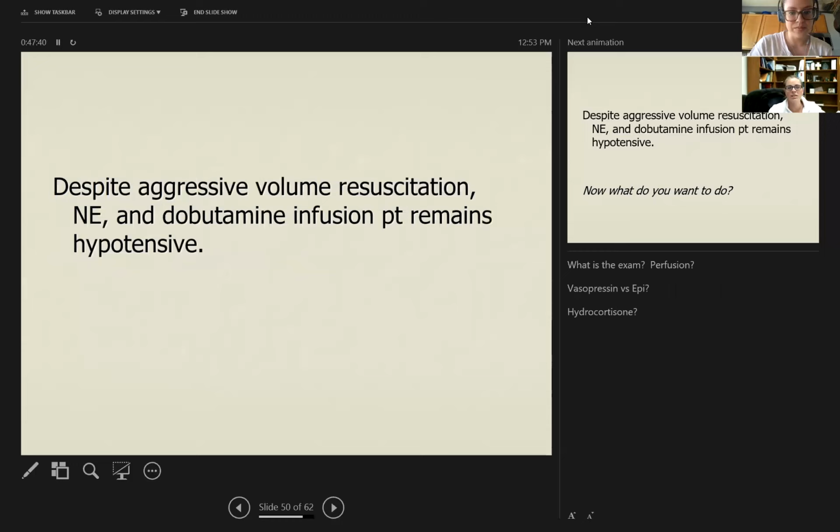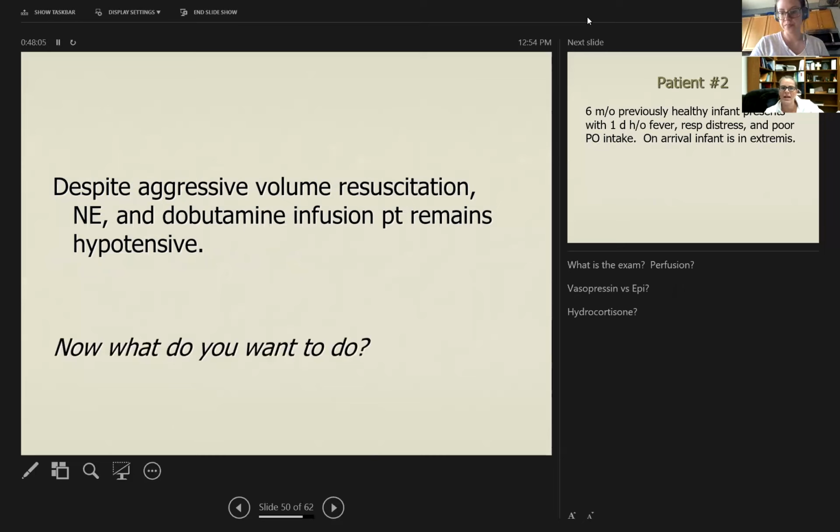Okay, so now we've continued with our aggressive volume resuscitation in the PICU for his warm vasodilatory septic shock. Started his norepinephrine and added a little dobutamine as well, but the patient is still hypotensive. So still in shock despite sort of maximizing our first line therapies. What do we want to do next? What would you add next? If I tell you this patient is still warm, is still having bounding pulses, and is still 65 on 40.